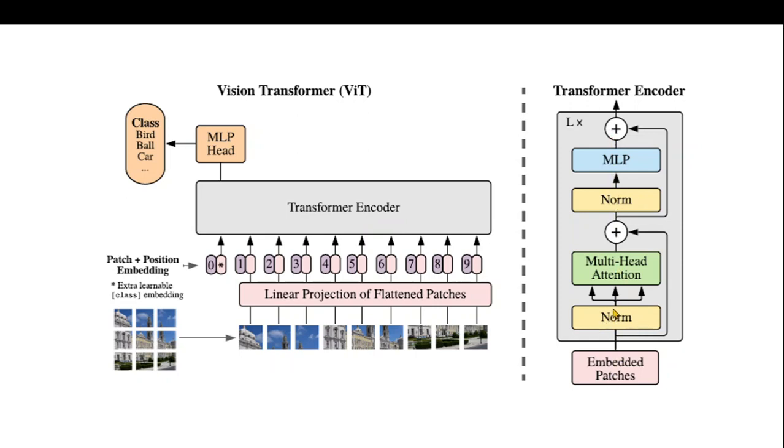I did not mention the normalization layers, but these are some layers which are used to quickly learn the parameters. The main thing here is the multi-head attention and the dense layer, the multi-layer perceptrons. And in this transformer encoder, we are just interested in the first classifier token, which would give us the class.